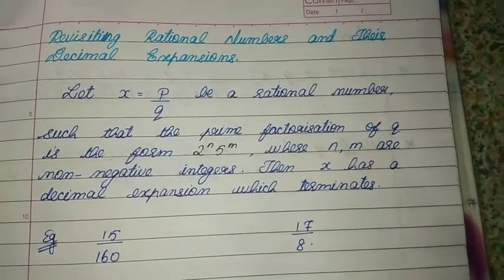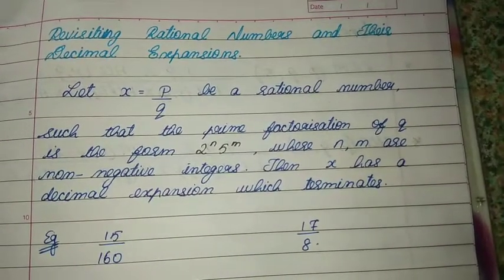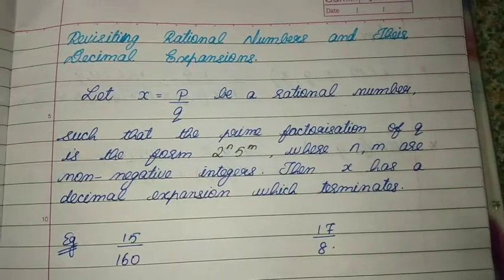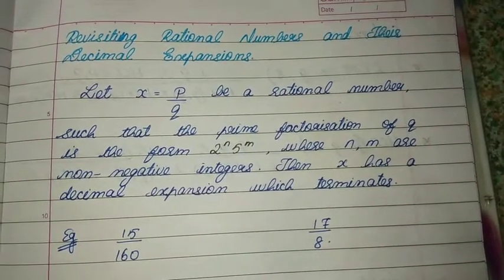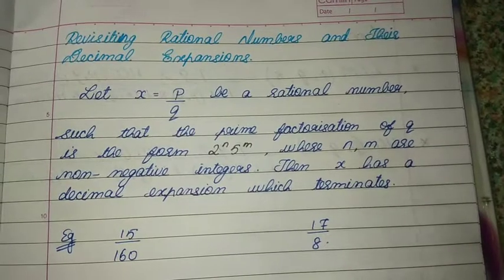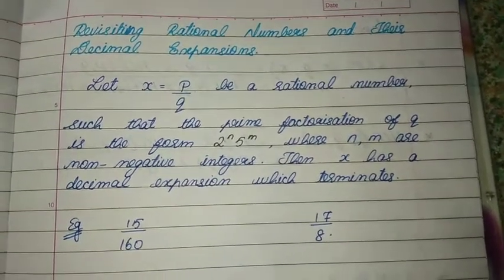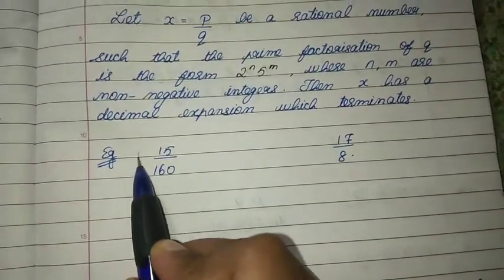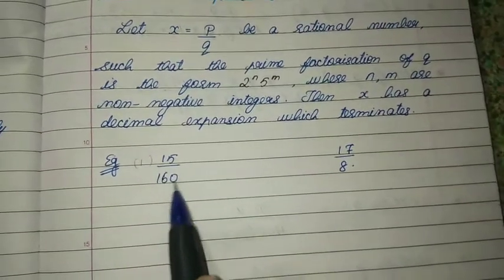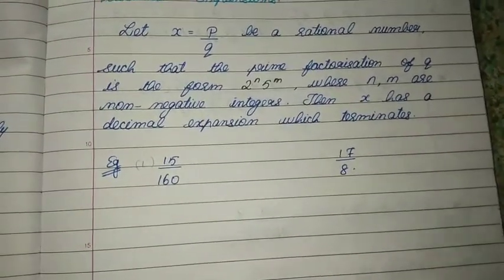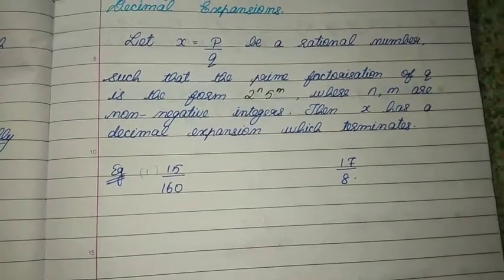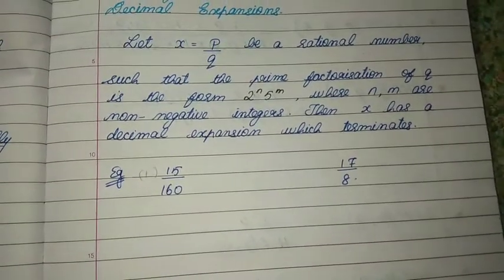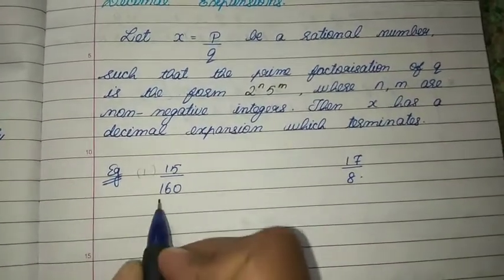Next topic is revisiting rational numbers and their decimal expansions. In this topic, we will be learning a new and easy method to find the decimal form of a given fraction. Let me explain it with an example first. Here, the first example, let me take 15 by 160. Till now we were using the division method to find the decimal expansion of it. Now there's an easy method which can be followed to find the decimal expansion for this number.